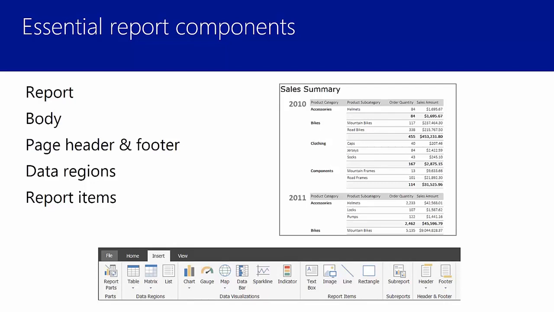Data regions and report items can be seen on the Insert ribbon of Report Builder. Here you see data regions on the left side, table, matrix, list, and then under data visualizations and report items, these are different report items that can be used to assemble a report. We'll be taking a look at some of these in detail as we get more into report design.